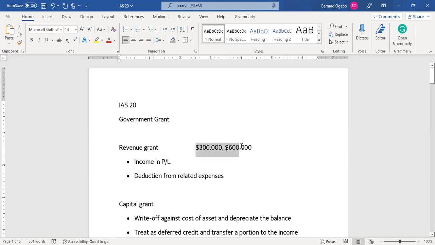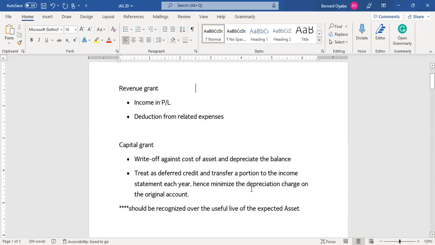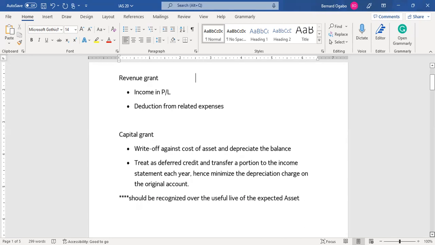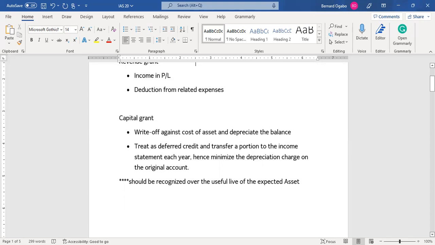But when it comes to capital grant, there are two approaches. Approach number one is that I can write off the grant given to me against the cost of the asset and depreciate the balance of the asset, or I treat the grant as a deferred income, then recognize small portions of the grant over the time period for which I am depreciating the qualifying asset. So capital grant is related to the purchase of an asset. Revenue grant is given to you to accomplish some lines of expenditure, like keeping people on the payroll. And the capital grant should be recognized over the useful life of the expected asset if you are given an asset-related grant.